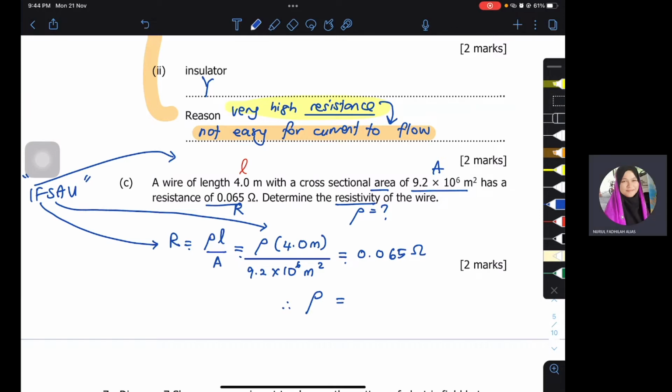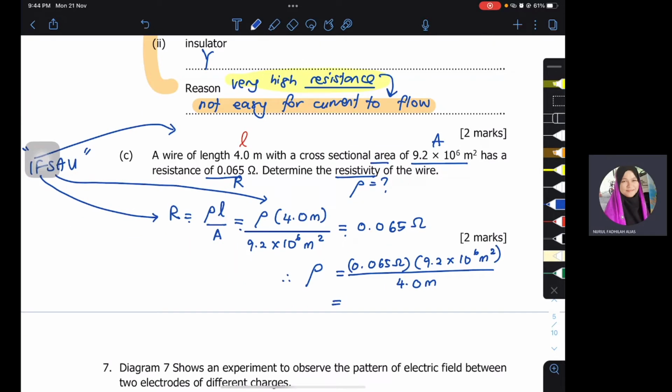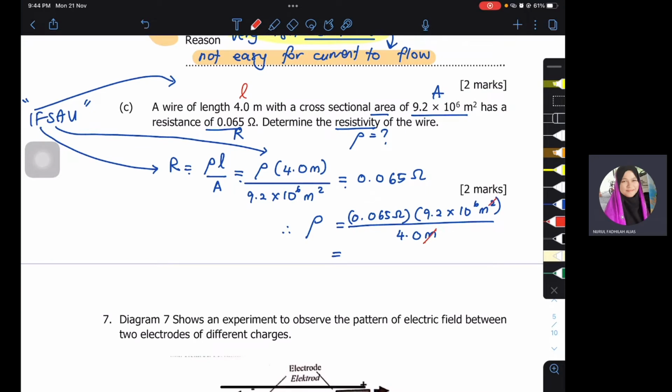resistivity equals to kan ni 0.65 ohm times 9.2, tekan kalkulator lah, over 4 meters. Jadi in terms of unit, tengok ni meter cancel, tinggal 1 meter. Ni ohm masih ada, meter masih ada. Jadi the final answer must have unit ohm meter. So that's unit. I settlekan the unit first. So ada semua baru.